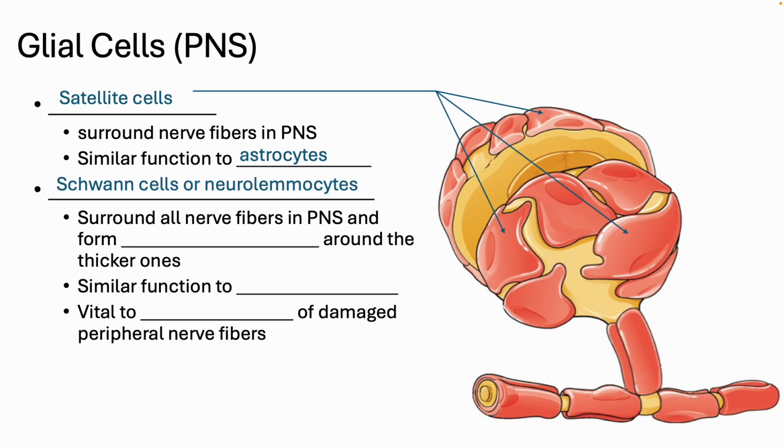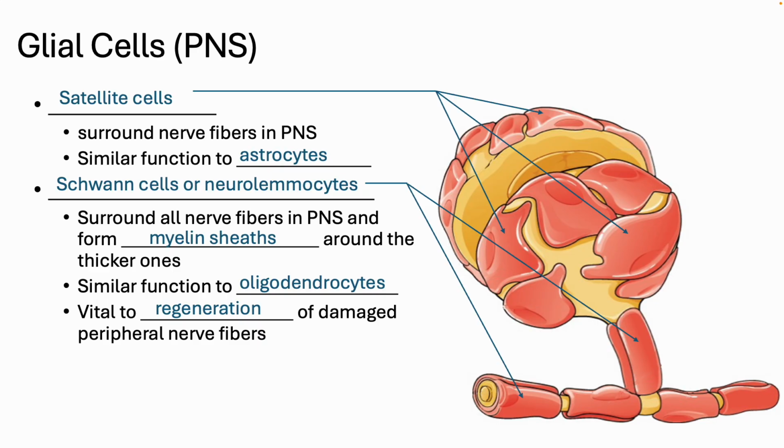Schwann cells, or neurolemmocytes, are the other type of glial cells. These form the myelin sheaths around the nerve fibers. They're similar in function to the oligodendrocytes, and they're vital to regeneration of damaged peripheral nerve tissues.